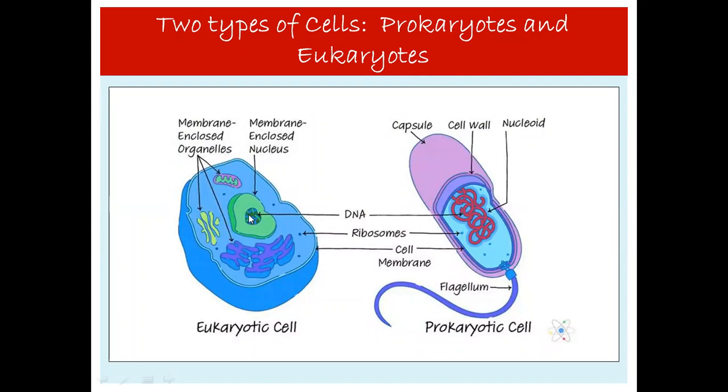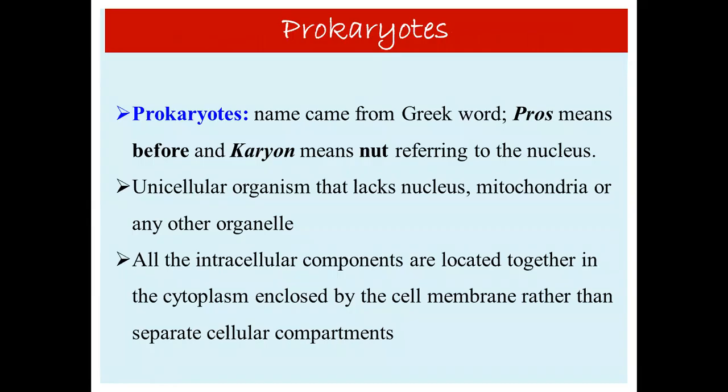First of all, prokaryotes are the primitive cells, mainly found in unicellular organisms. It is believed that eukaryotes evolved from the prokaryotes approximately 2.7 billion years ago. Prokaryotes do not have a nucleus. The name prokaryotes came from the Greek word pros, meaning before, and karyon, meaning nucleus. Prokaryotes are unicellular organisms that lack a nucleus, mitochondria, or any other organelle.